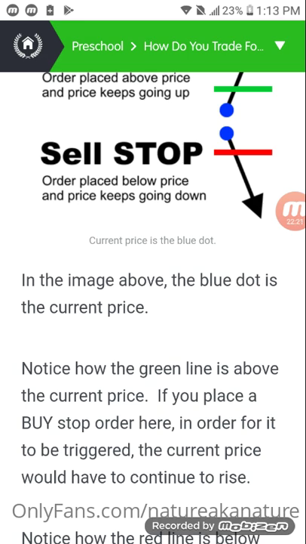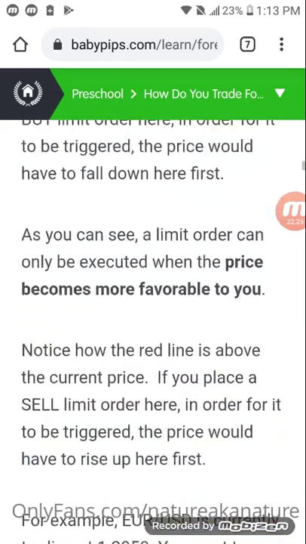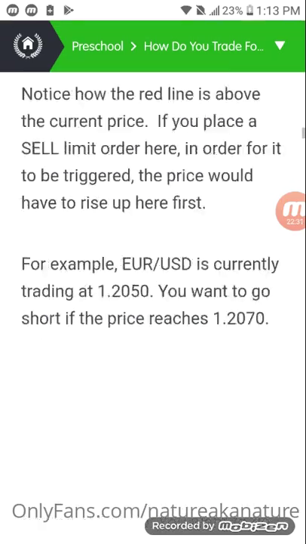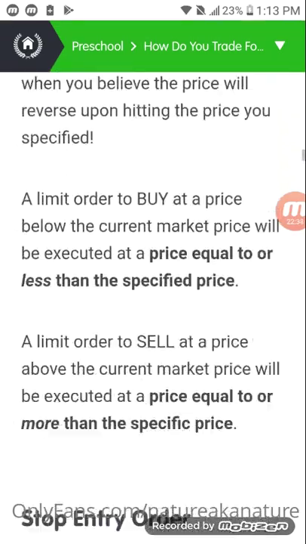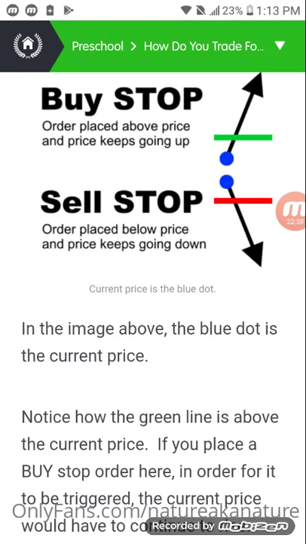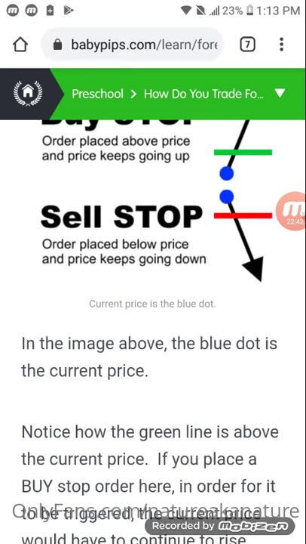As for the buy limit and the sell limit, price will have to go below your buy limit or sell limit in order to be triggered. But with this, it'll have to rise to your buy stop or your sell stop to be triggered. So that's the only difference.